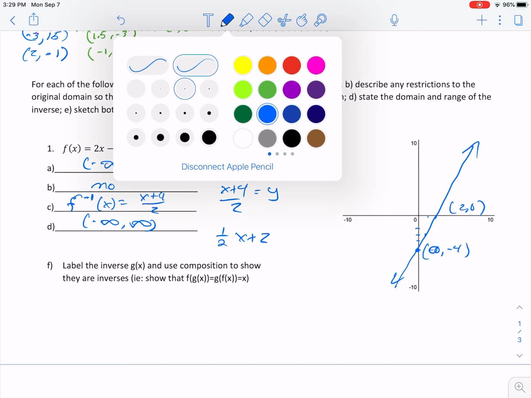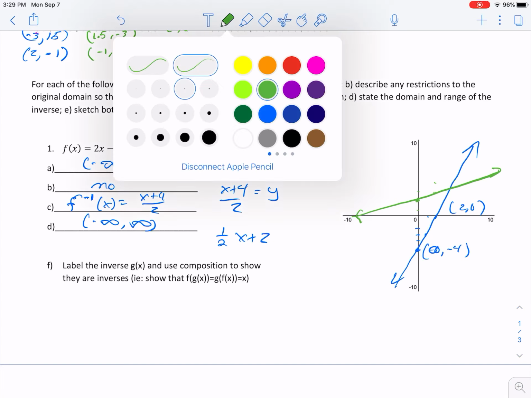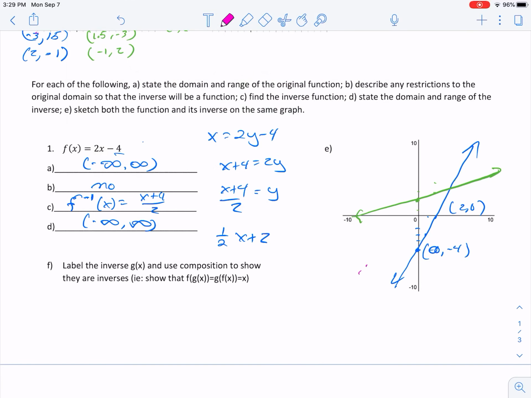So it goes through 2. Let's change colors. 1, 2. The slope is 1/2, up 1 over 2, up 1 over 2. And the line's going to go like this. We come back and draw the 45-degree line. Sure enough, it folds in half over that 45-degree line. All right?